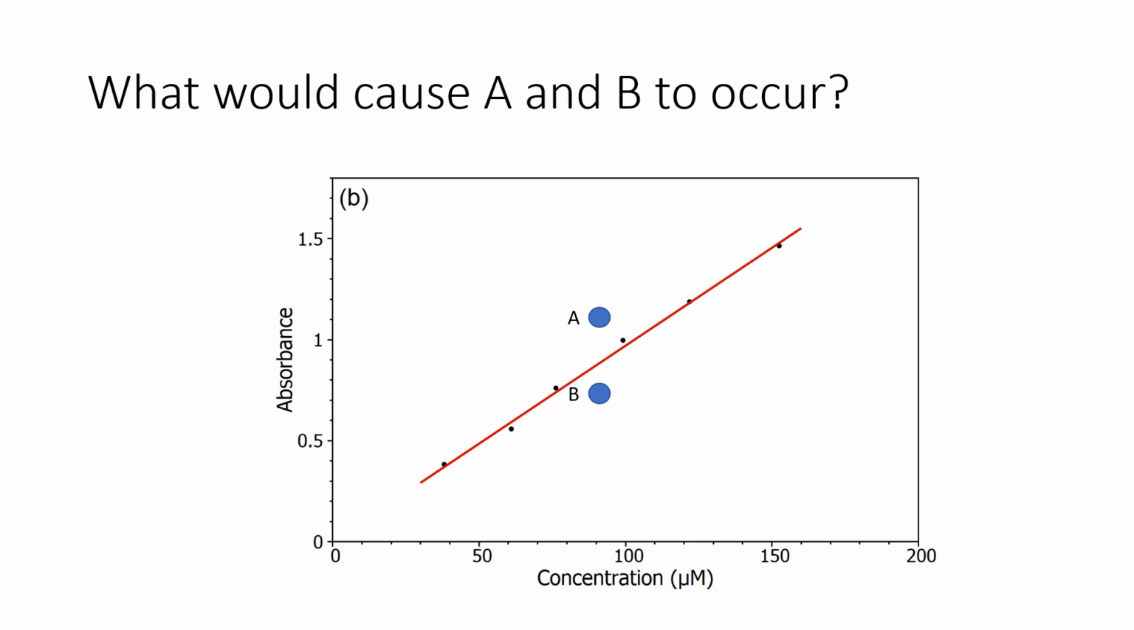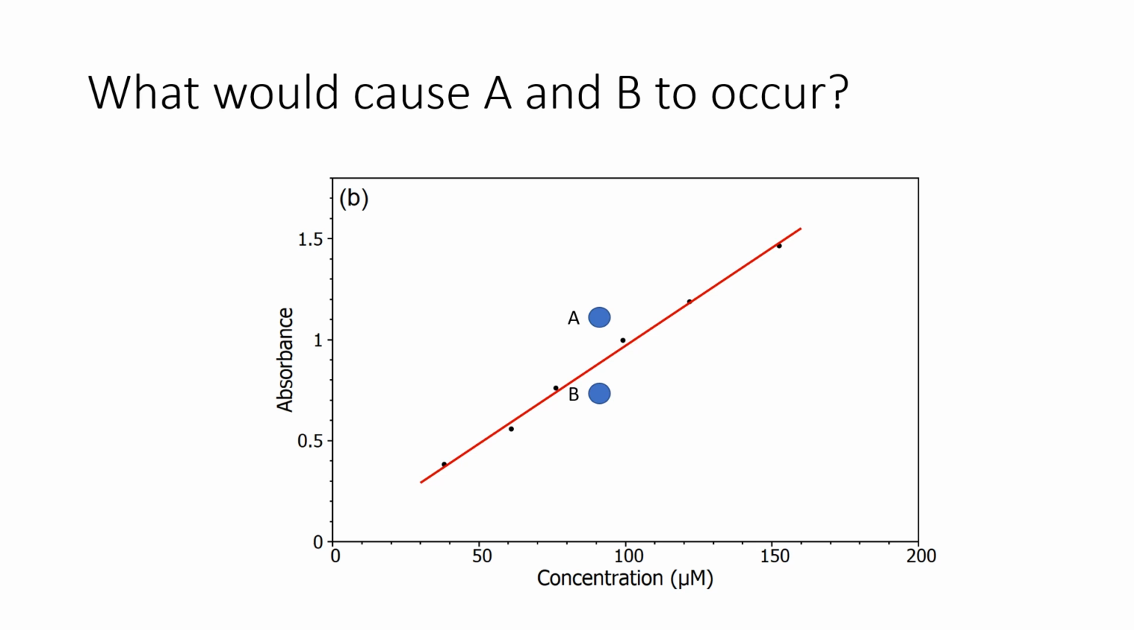What would cause A and B to occur? That means what would cause your absorbance to be artificially increased or decreased. Some examples for increasing your absorbance include using a cuvette that previously contained a higher concentration of your substance. Maybe even having smudges or scratches on your cuvette will artificially increase your absorbance. So that would be A.